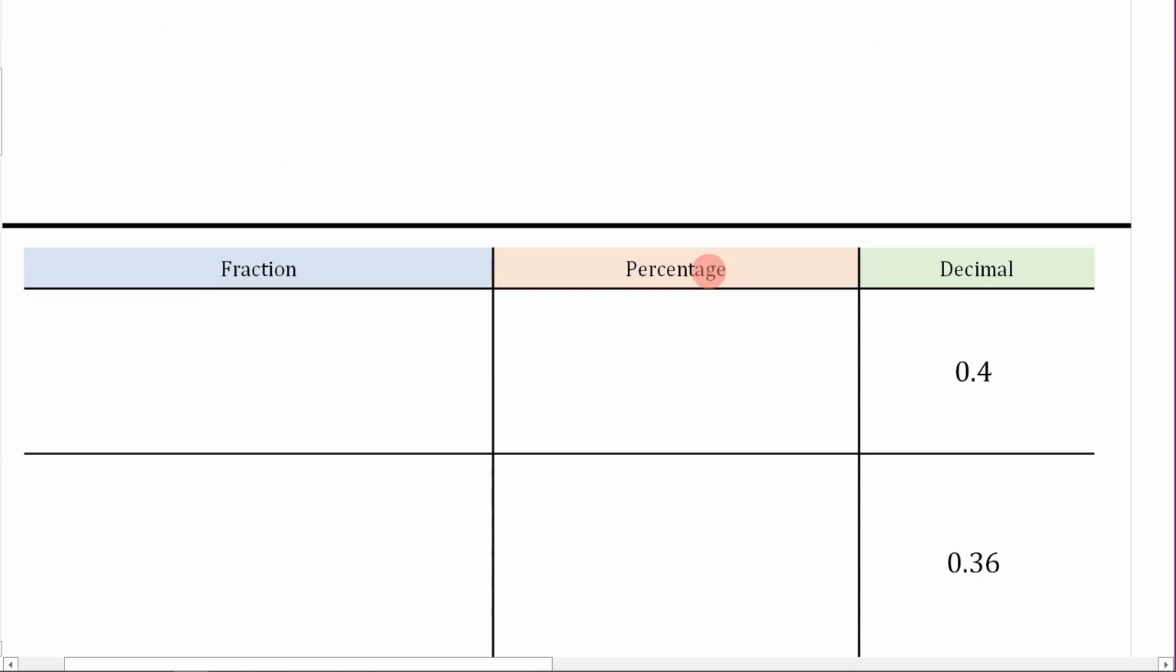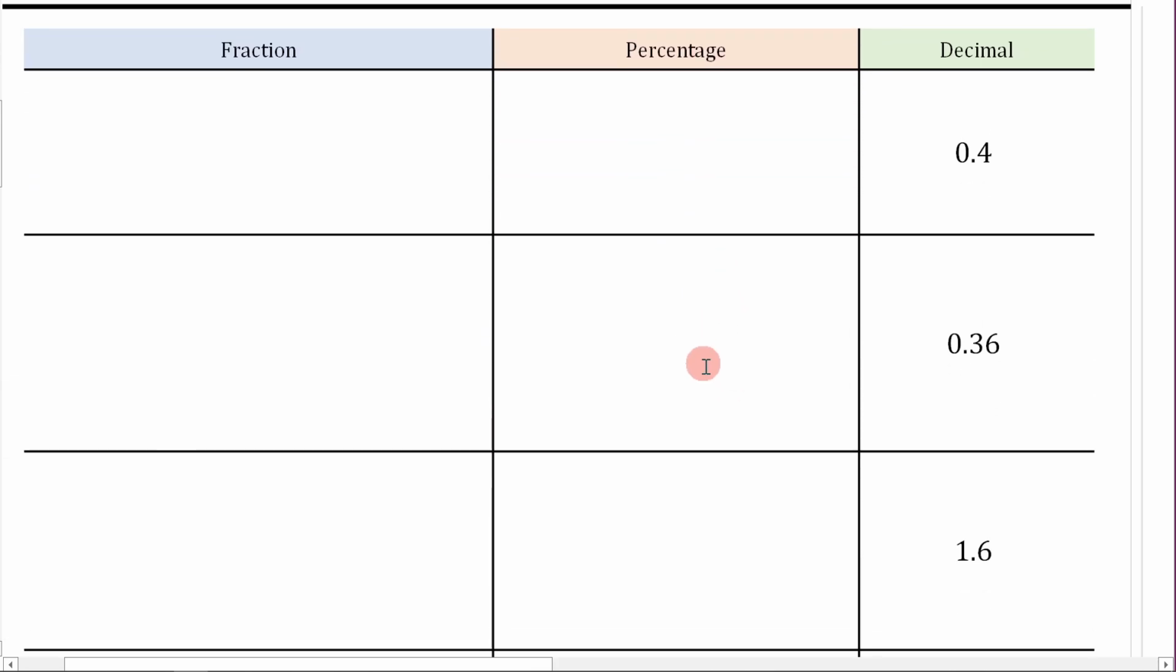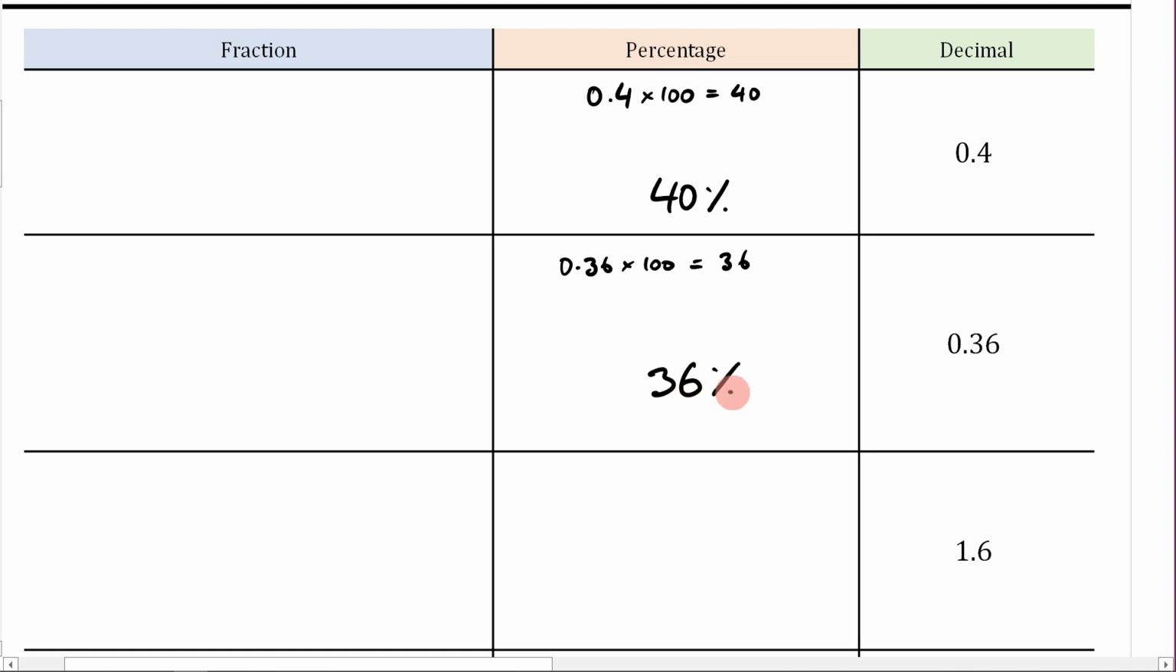So let's now practice this skill again and again. If I give you 0.4, you should immediately be able to tell me, hey, that's 40%. And what you should be doing in your head is taking that 0.4 and timesing it by 100, because that's going to give you that 40 there. If I give you 0.36, again, you're taking 0.36 and timesing it by 100, which is giving you 36. So that means your answer is going to be 36%. And after a while, you probably can just see this straight away.